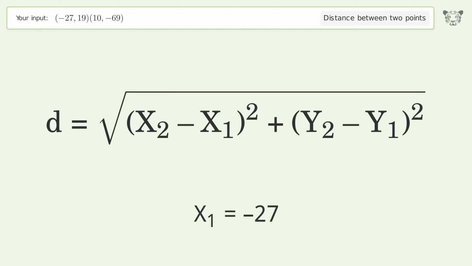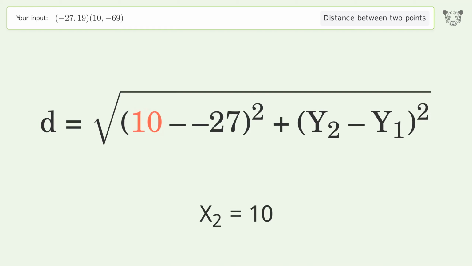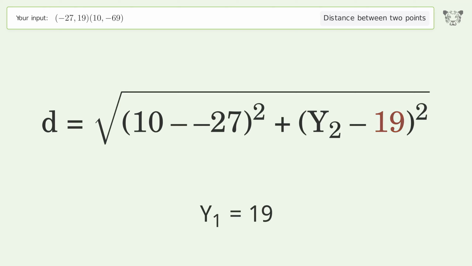x1 equals -27. x2 equals 10. y1 equals 19. y2 equals -69.